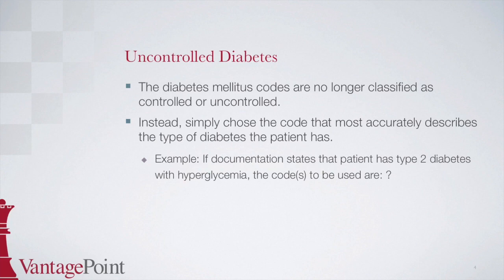Do you remember in ICD-9 that there are codes for controlled and uncontrolled diabetes? This concept no longer exists in ICD-10. Instead, you would code based on type of diabetes documented and any complications present. I want you to try an example. Documentation states that the patient has type 2 diabetes with hyperglycemia. How would you code this? Please pause the webinar to complete this example and then hit play to continue and learn the answer.